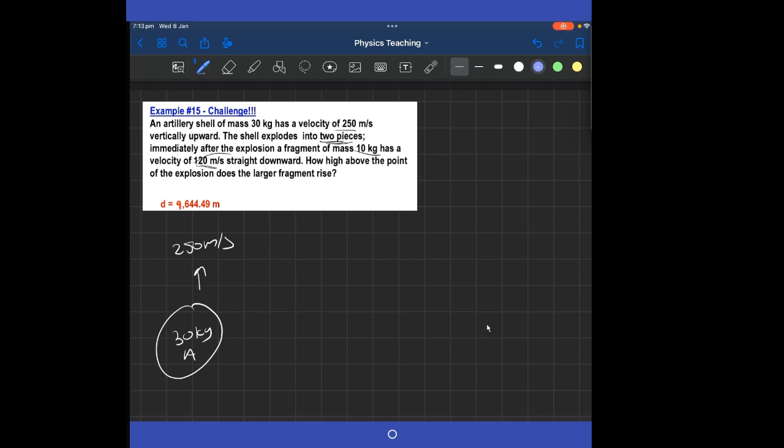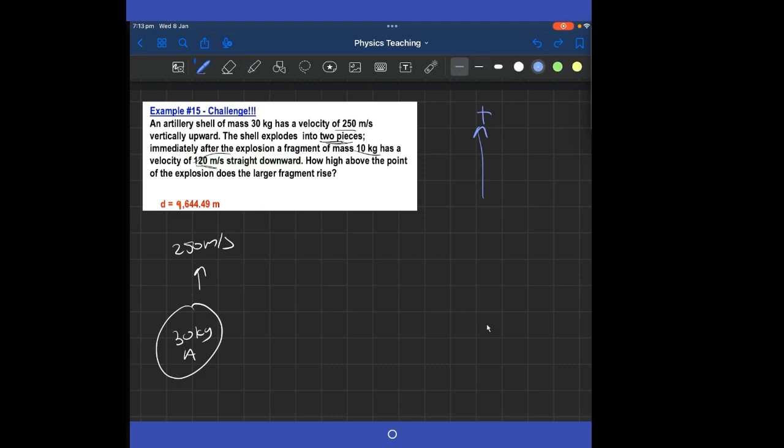Really important though, the most important thing at the beginning, no matter what we do, we need to define a positive direction. I'm saying that up is going to be the positive direction. So anything moving down has negative velocity. So 120 meters per second moving down is going to be negative 120 meters per second in this context, because that's the negative direction.